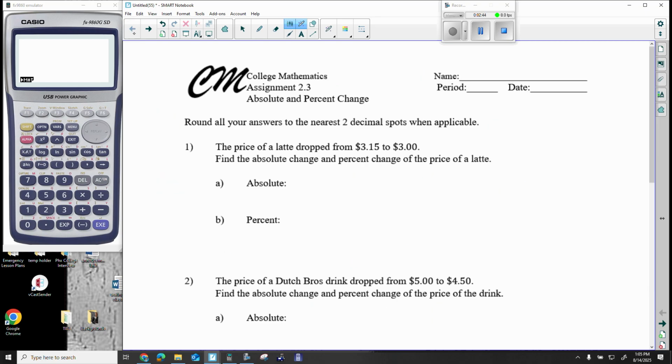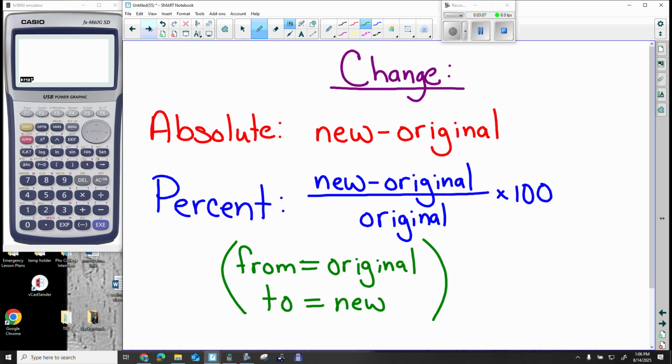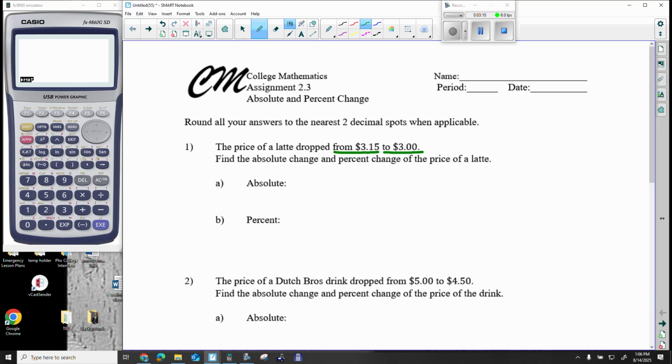Okay, let's go to problem number 1 and see what is asked and how to figure this out. All right. So the price of a latte dropped from $3.15 to $3. Again, what I'm emphasizing is it went from, aka the original value, to, aka the new value. So this is the original value, and this is going to be the new value.